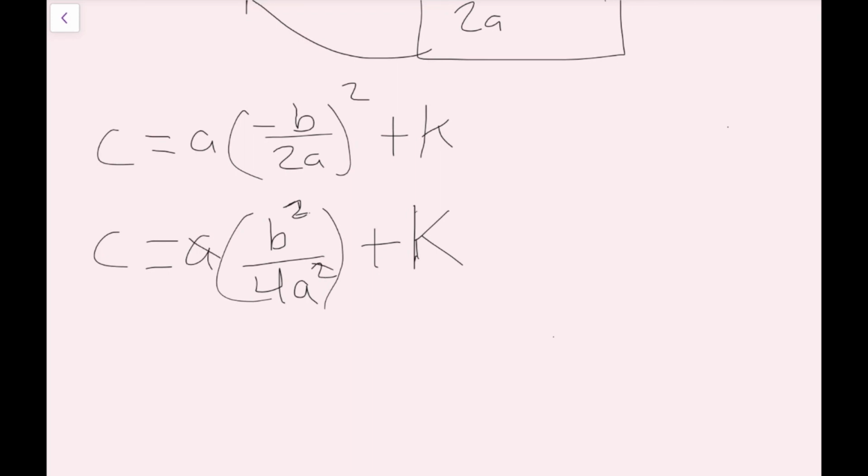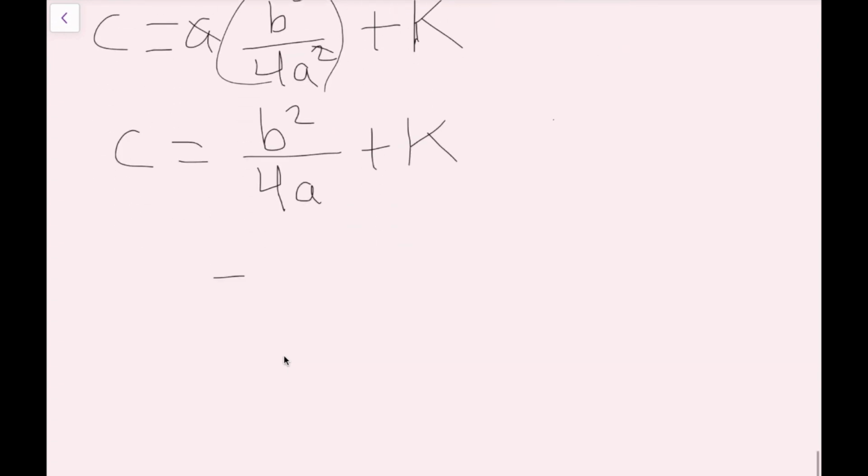So that turns into c equals b squared over 4a plus k. And then the last thing I need to do is get rid of this term on the k side, so we have k isolated. So I'll subtract b squared over 4a on both sides.